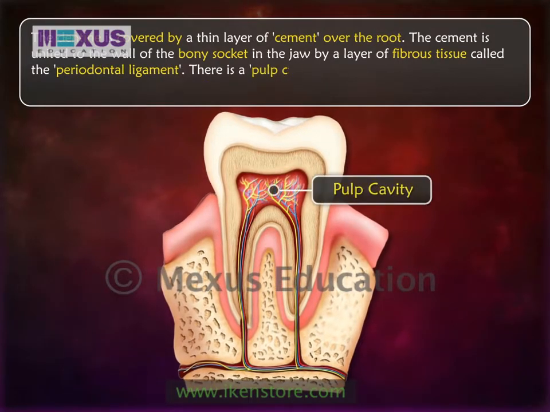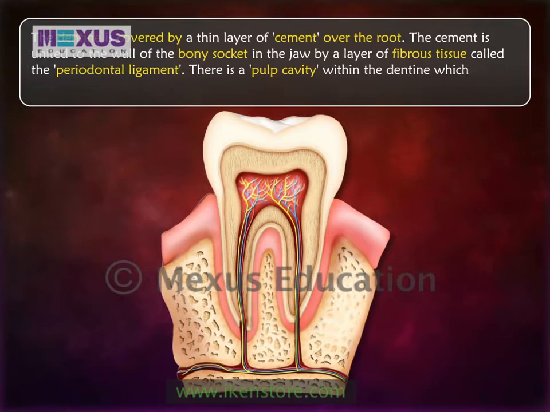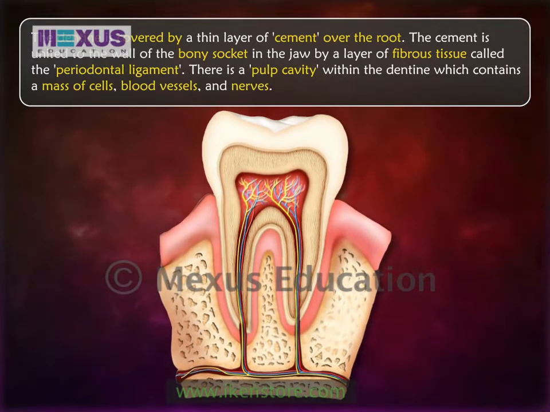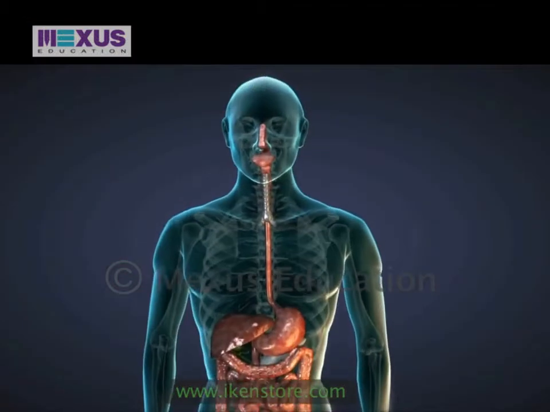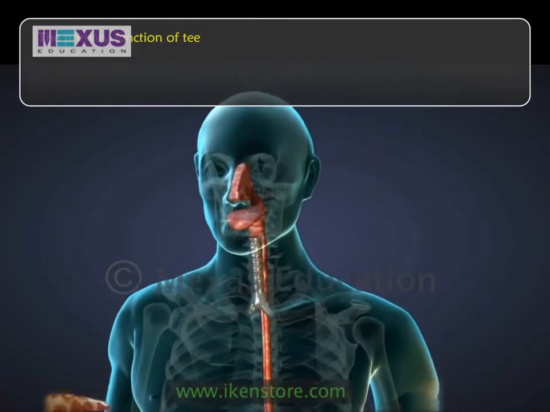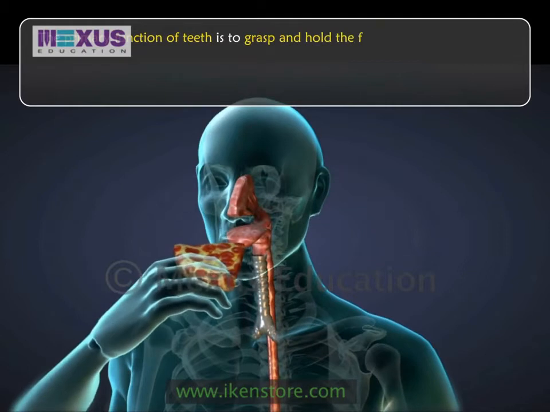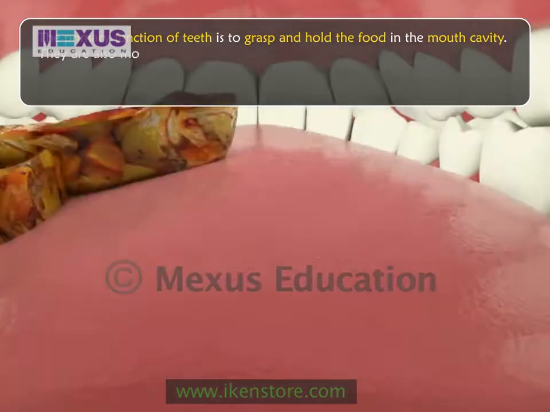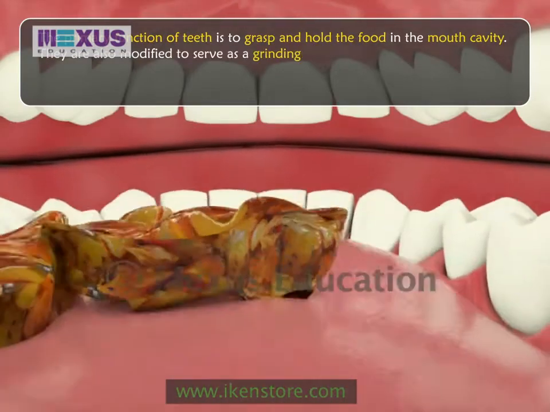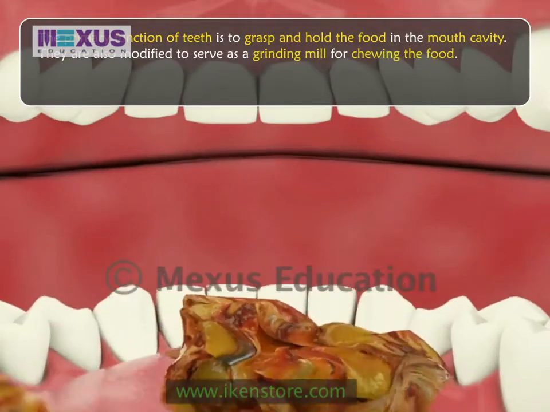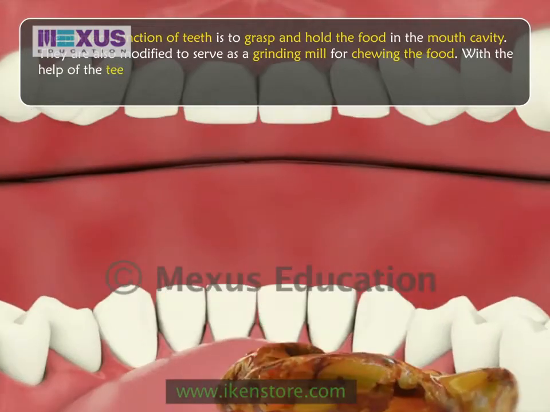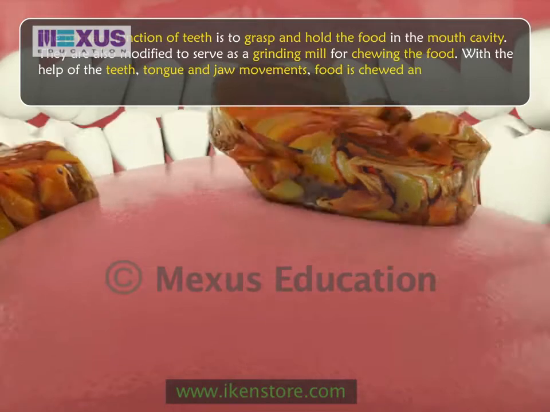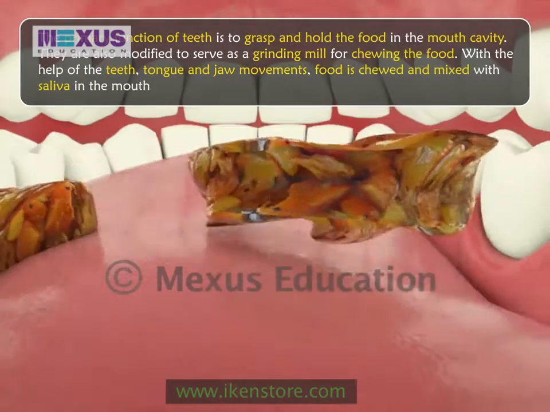There is a pulp cavity within the dentin which contains a mass of cells, blood vessels and nerves. The primary function of teeth is to grasp and hold the food in the mouth cavity. They are also modified to serve as a grinding mill for chewing the food. With the help of the teeth, tongue and jaw movements, food is chewed and mixed with saliva in the mouth.